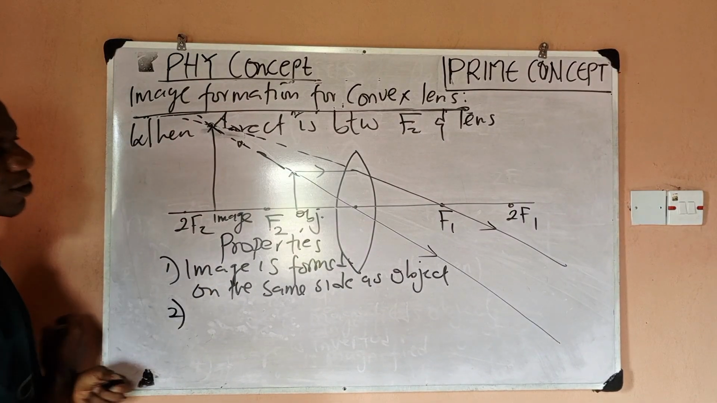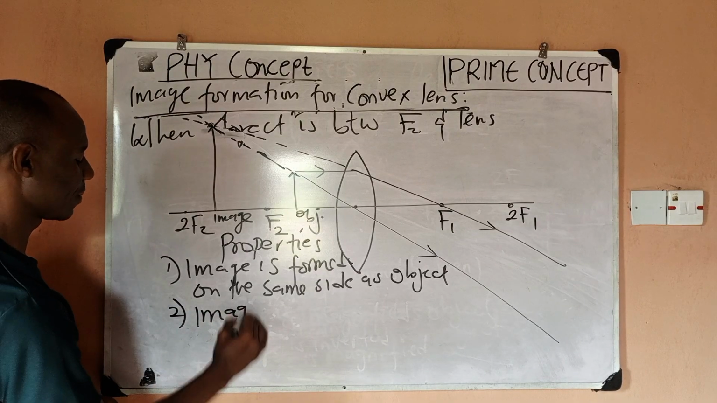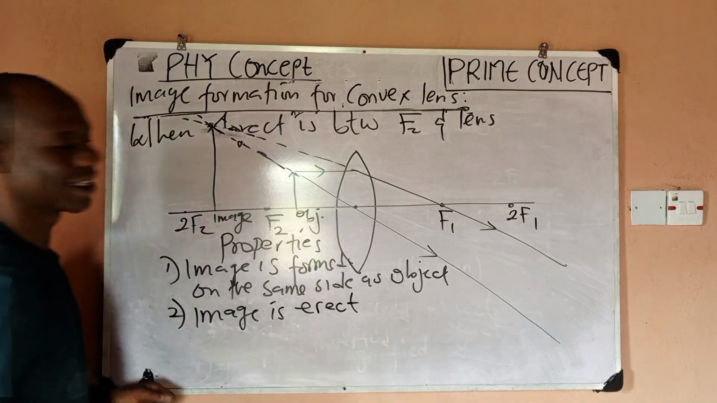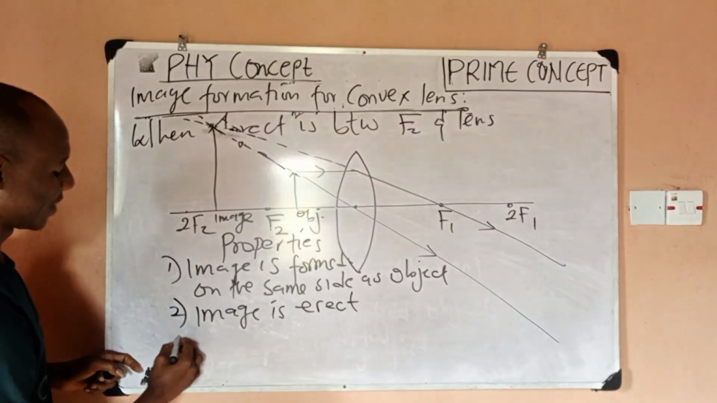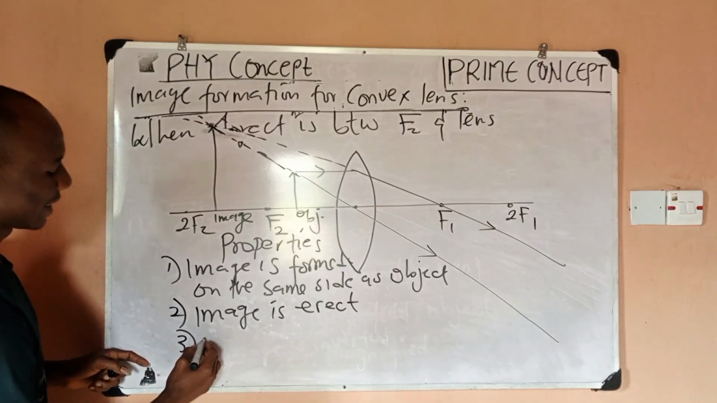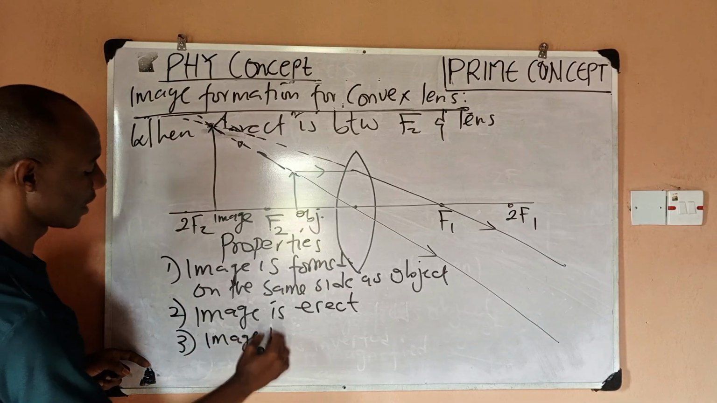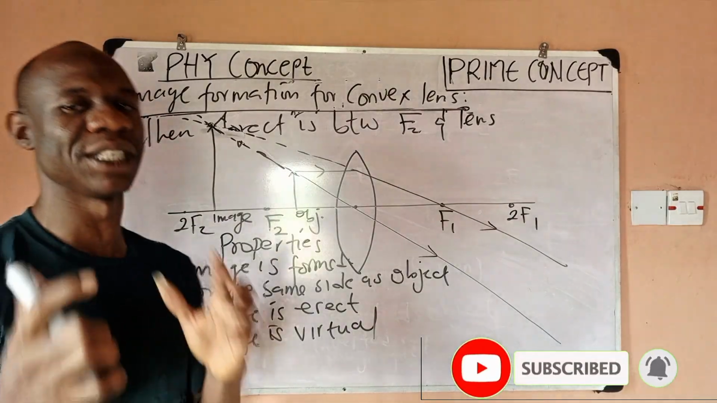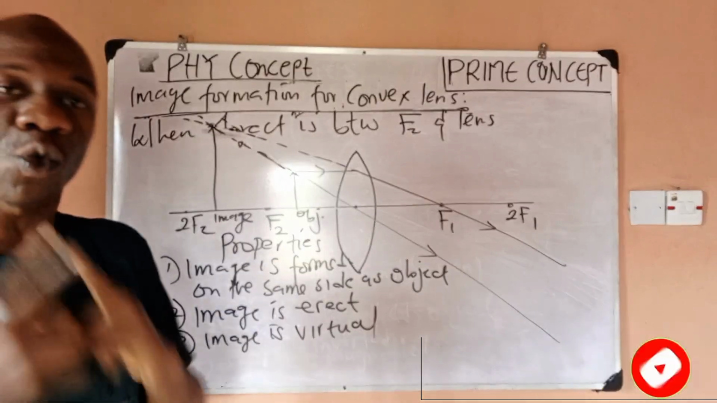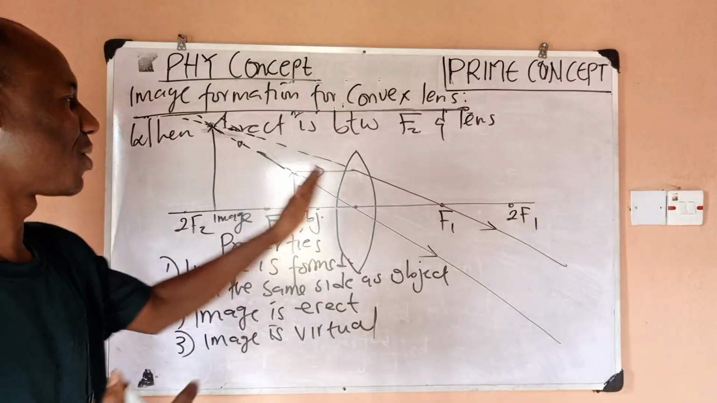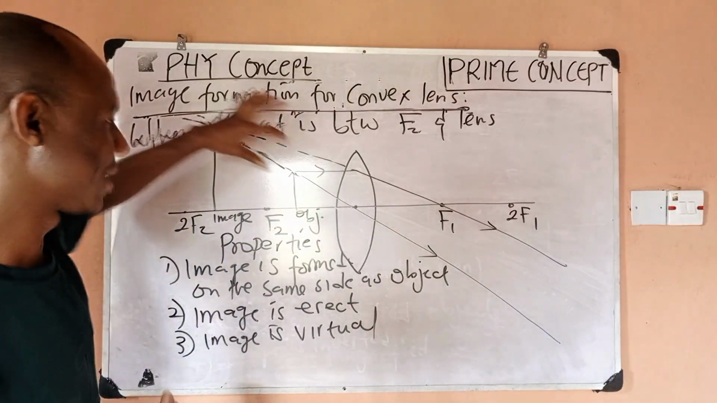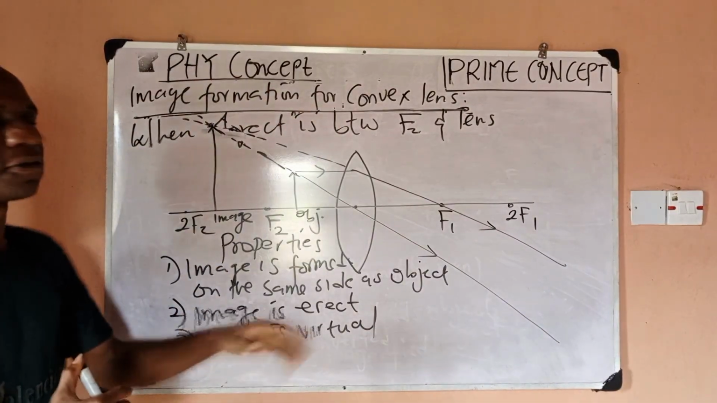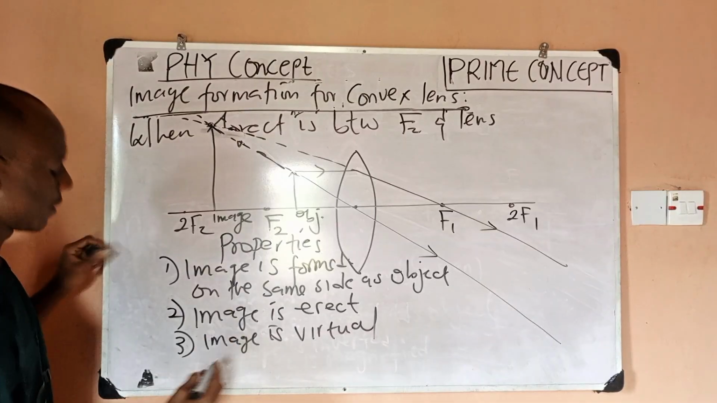Number two, we can also see that the image is erect, or you can say the image is upright. Number three thing we can see is that the image is virtual. So the image formed in this case is not a real image. Why is it not a real image? Because it is formed on the same side as your lens, right? And this is not actually where your rays are. So it appears as if they would meet here. So your image is a virtual image in this case.